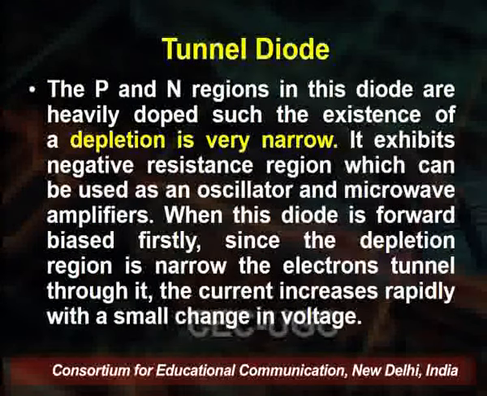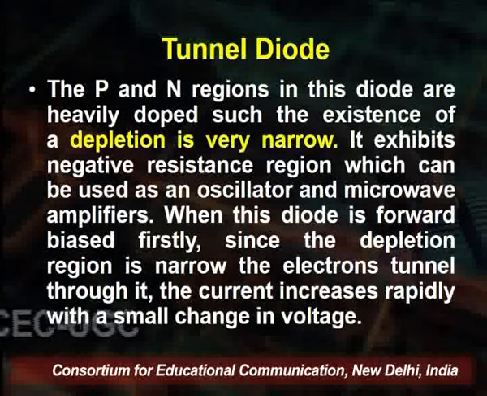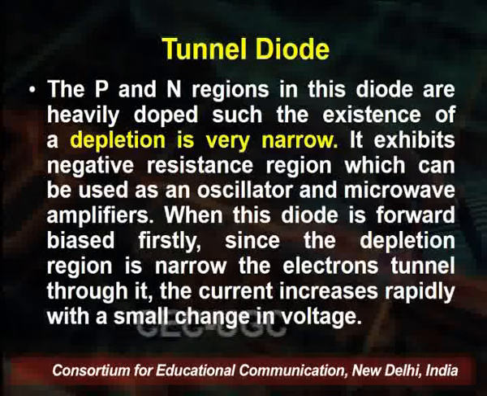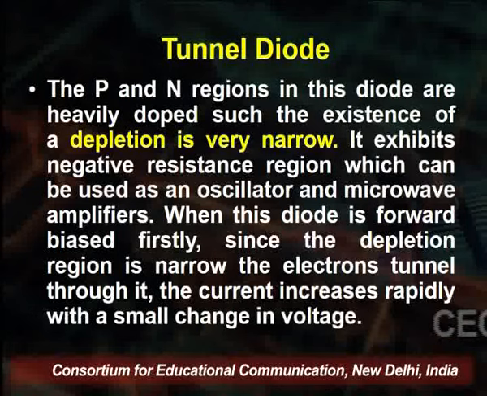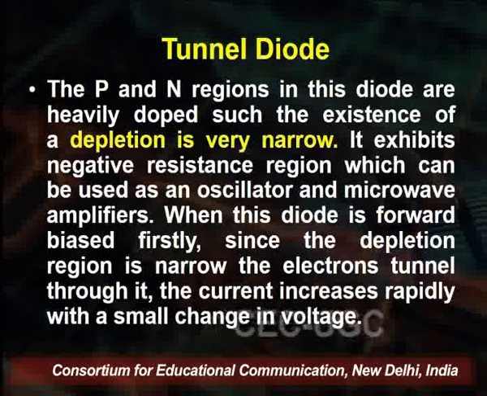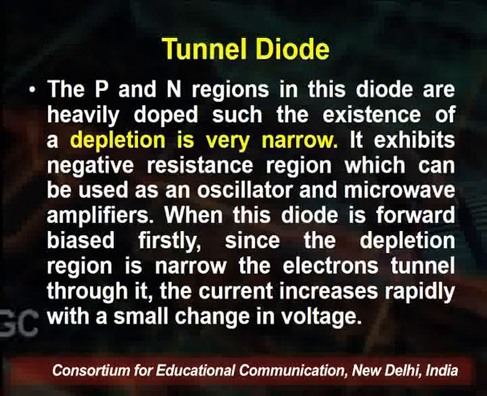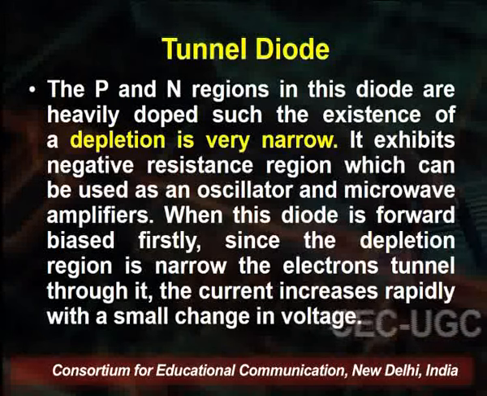Next is the tunnel diode. The PN regions in these diodes are heavily doped, such that the depletion region is very narrow. It works in forward biasing. It exhibits a negative resistance region which can be used in oscillators, and then microwave amplifiers. When the diode is forward biased, since the depletion region is narrow, electrons tunnel through it and the current increases rapidly with a small change in the voltage.